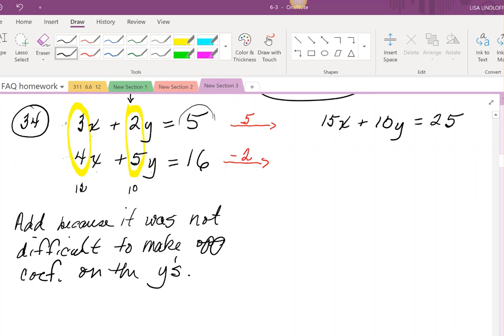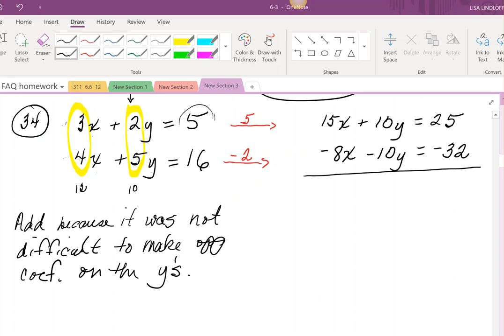Now I'm going to multiply the second equation by -2. -2 times 4x is -8x. -2 times 5y is -10y. And -2 times 16 is -32.